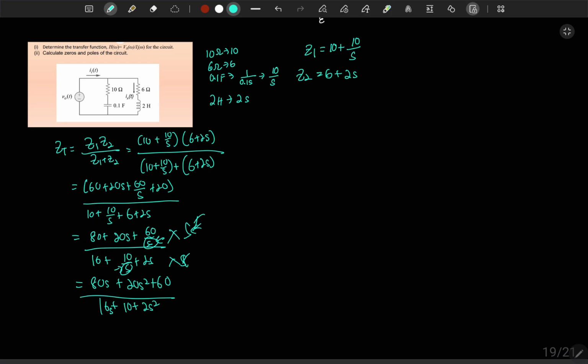Then this one is equivalent to, if you can shrink it, 2 is the smallest value, so you divide everything by 2. You will get 40s plus 10s squared plus 30, over 8s plus 5 plus s squared. Now you can group this in the amount of 10, then you write it in order.